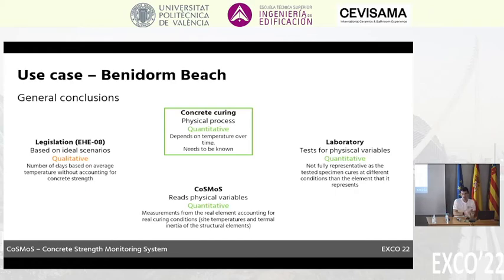It reads physical variables, so it's also a quantitative method. And because of the use of the maturity method, it correlates them to a strength, but a strength of the real element on site with the real temperatures it is curing at. It doesn't matter that it's freezing outside or that we are at 40 degrees outside. It will not be like the concrete samples in the laboratory chilling at 20 degrees. Okay? So that's basically what we see.